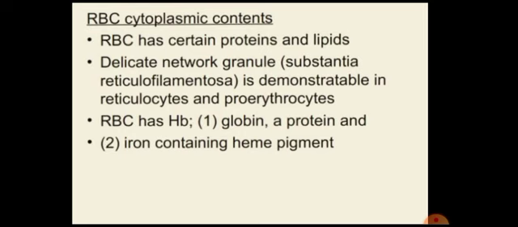RBC cytoplasmic content. Cytoplasmic content means what is present inside the RBCs. RBCs have certain proteins and lipids. Proteins and lipids are also present in the membrane, called phospholipids. A delicate network of granules is demonstrable in the reticulocytes and proerythrocytes. RBCs have hemoglobin, with a heme part and a globin part. Globin is a protein, and the iron-containing heme pigment is present, which forms hemoglobin, which carries oxygen in the RBCs.